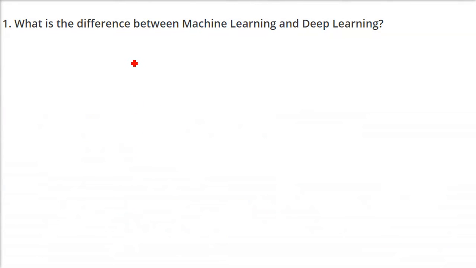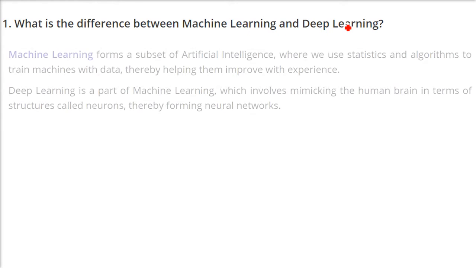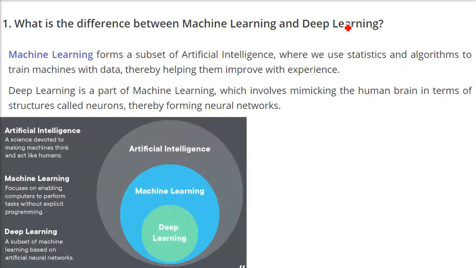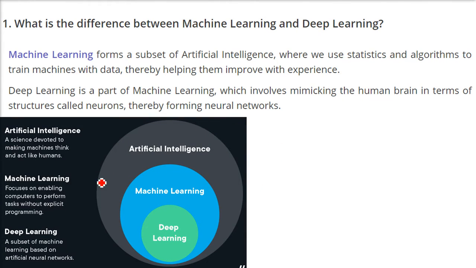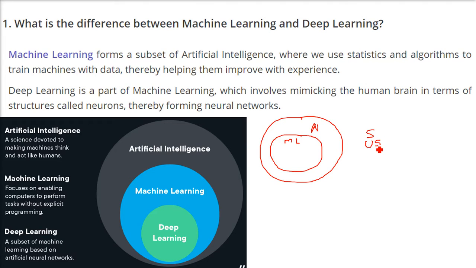What is the difference between machine learning and deep learning? In both of them, you see, learning is already there. They come under the umbrella set or the bigger set, which is artificial intelligence, AI. Inside this, we have machine learning, which is supervised, unsupervised, and also reinforcement learning. Inside this, we have deep learning. This is a subset of machine learning, and this is based on artificial neural networks.